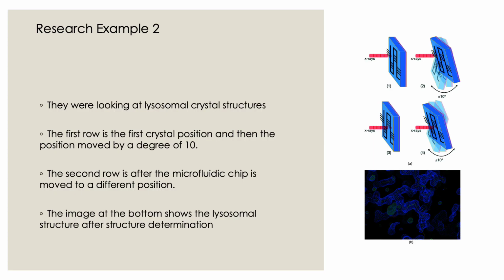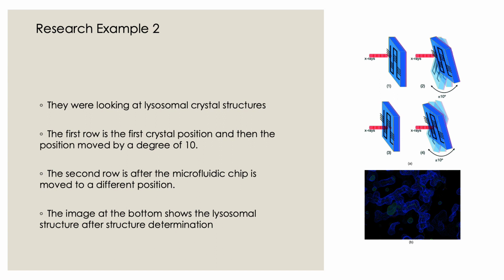In this second research example, the researchers were looking at different geometric positions of the crystal and their effects on the X-ray diffraction results. They were looking at the crystal delivery by modifying the microfluidic chip that rotates the crystal. Specifically, they were looking at lysosomal crystal structures.